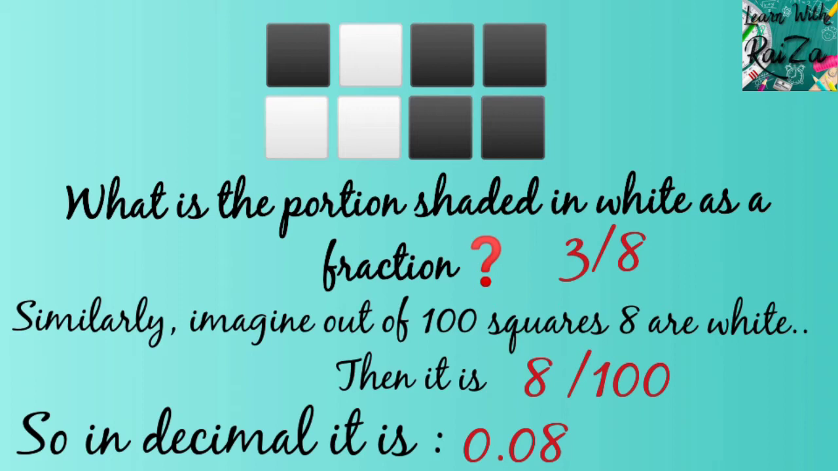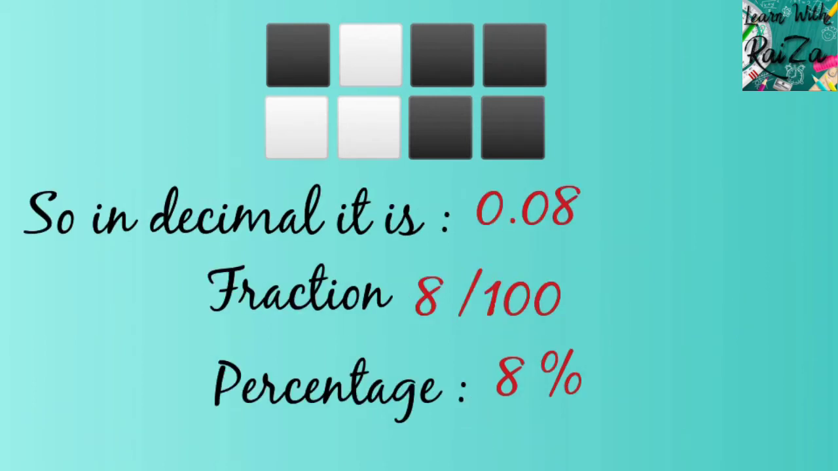Now similarly, imagine out of 100 squares, 8 are white. So out of 100, we can represent this as 8 upon 100. In decimal form, children, this is 0.08 because 8 divided by 100 is 0.08. Then in fractional form, 8 upon 100. I told you, if something is upon 100 or out of 100, we can represent that value easily as a percentage, as 8%. Do you remember the cake story, the spoiled cake?